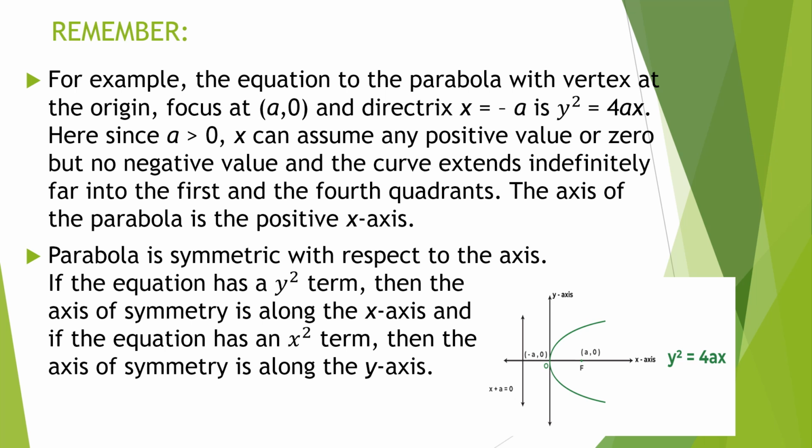So suppose the equation is y square is equal to 4ax, you can see that the curve extends in the first and fourth quadrant. The axis of the parabola in this case is the x-axis. Parabola is symmetric with respect to the axis. If the equation has a y square term, then the axis of symmetry is along the x-axis, and if the equation has x square term, then the axis of symmetry is along the y-axis.